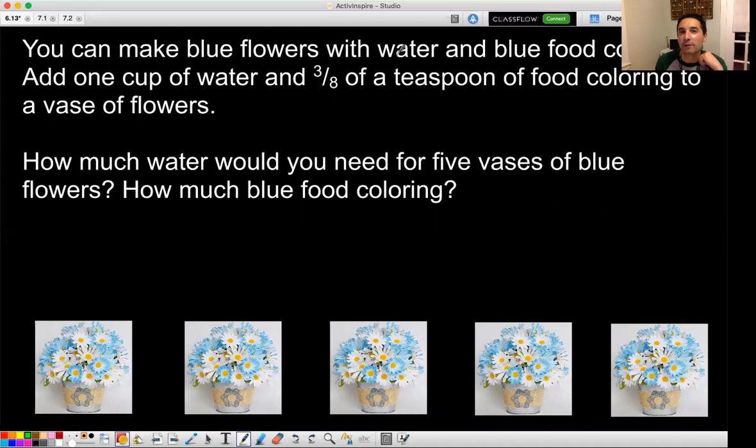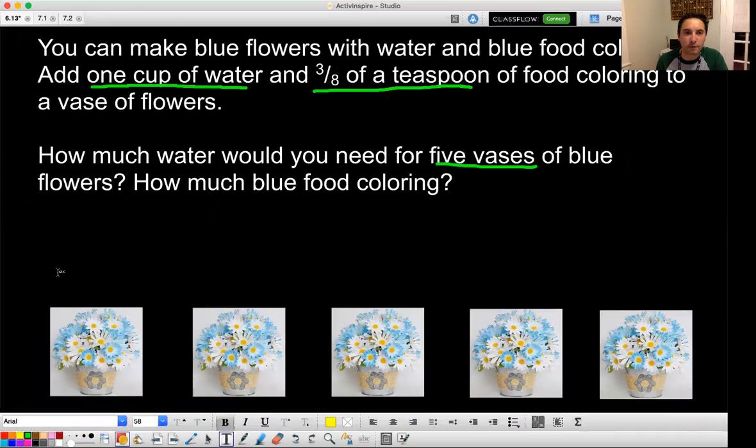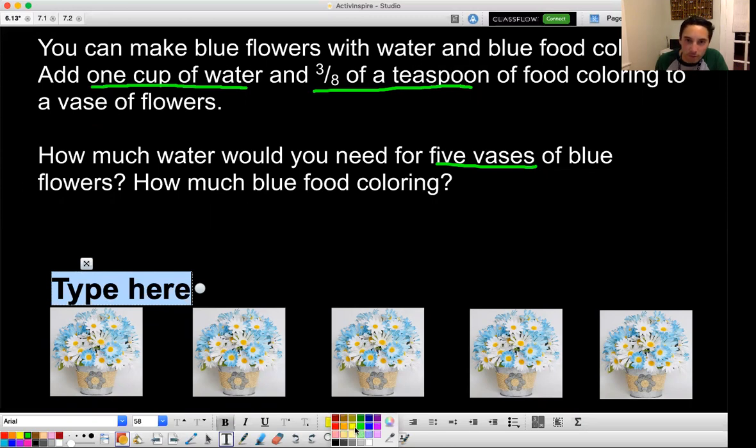You can make blue flowers with water and blue food coloring. Okay, true. Don't need to know that to solve the problem. But it is actually true also if you get the right kinds of flowers. So 1 cup of water and 3/4 of a teaspoon of food coloring to flowers. And we have 5 vases. So I'm going to try to color code again. Let's see, water and blue, those are both blue. So I'll say yellow for water.